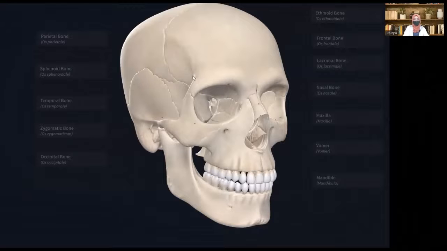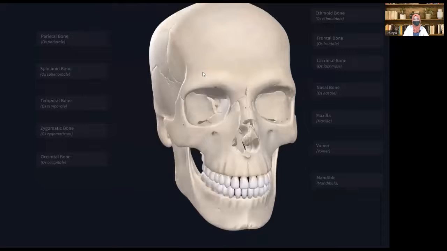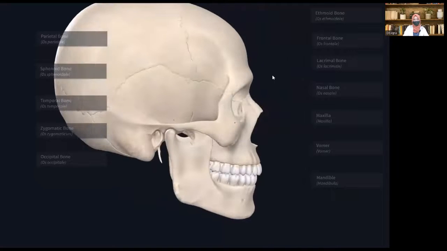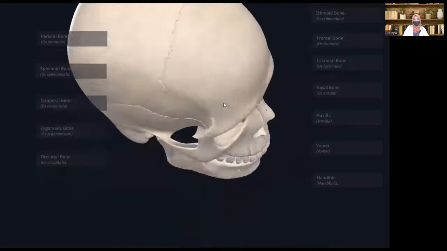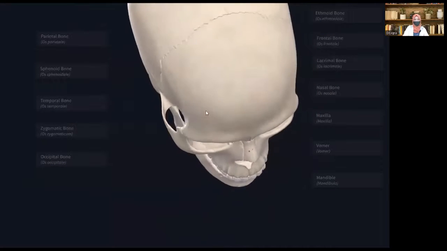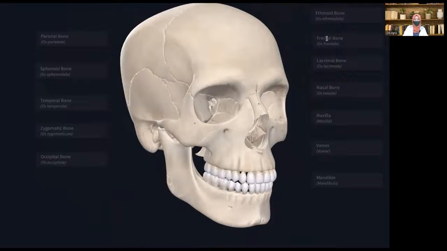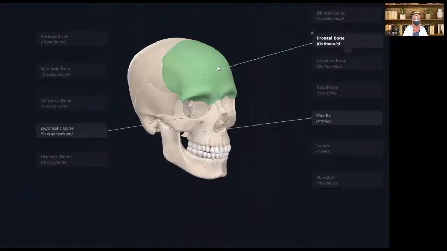Here you can see the 3D model of the skull. This is the anterior view of the skull, this is the lateral view of the skull, and this is the posterior and superior view of the skull. So here we have the first bone, which is the frontal bone. Frontal bone is also known as os frontale. Here you can see in the green marking, we have the frontal bone.